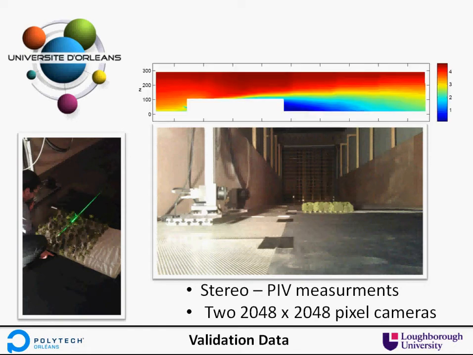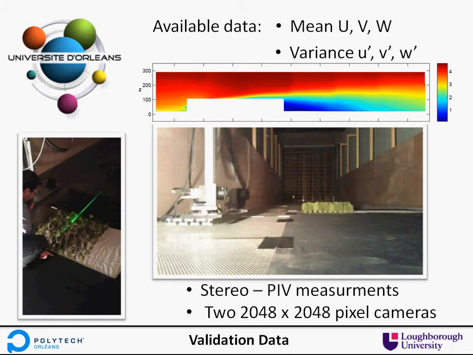So this is the output from the stereoscopic PIV. As you can see, it's the kind of level of detail that you'd expect from a CFD simulation. So it's really beautiful data to work with when you're validating your CFD models. The data that we actually have available is the mean U, V, and W. With stereoscopic PIV, you get the wind direction in the three directions, rather than just U and V, and also the variance in the three directions. So it's really high quality data.